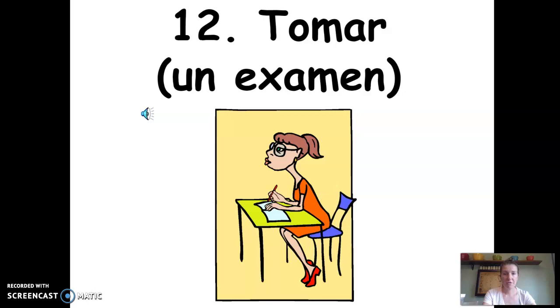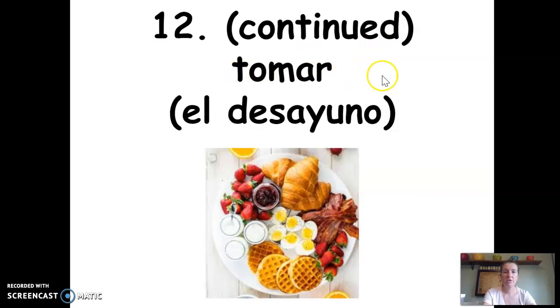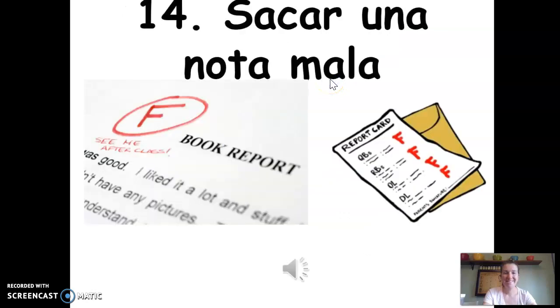Tomar has a couple different meanings. So this, when it's with un examen, for example, means to take. So to take a test. Tomar continued can also mean to eat or drink. And so this is breakfast. So if you're having breakfast, you could say tomar el desayuno, right? To eat breakfast or to drink something. Sacar una nota buena means to get a good grade, not a good note. Remember, notas are grades. And then the opposite, sacar una nota mala, is to get a bad grade.